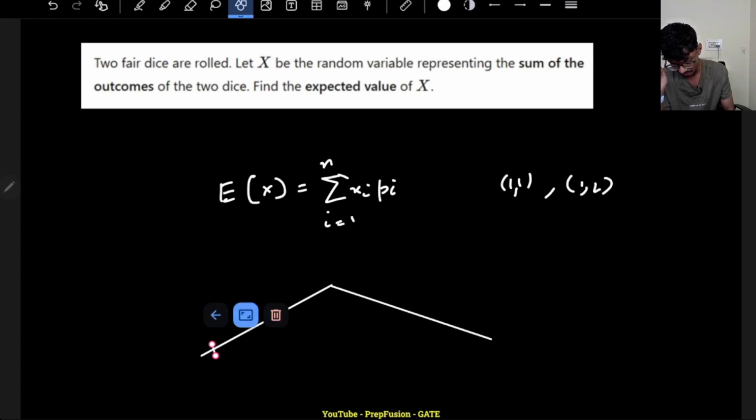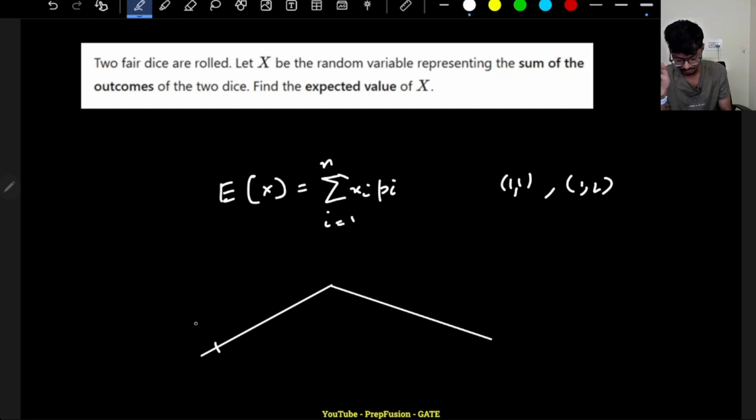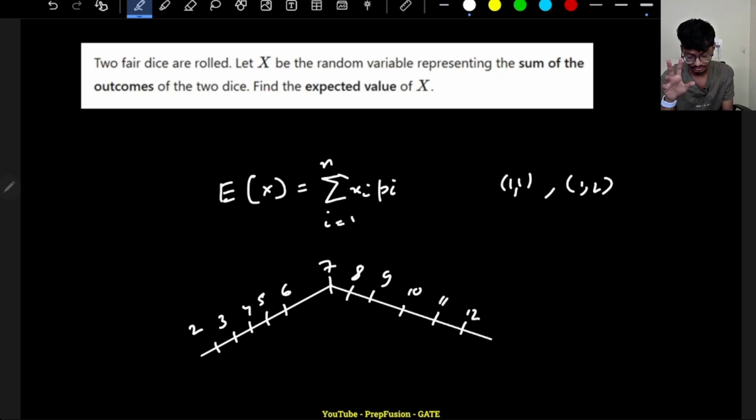So generally what I tell students to remember is this. Let's say you have rolled two dice, right? What is the minimum sum you can get? It is 2, right? Both dice get 1 and 1. Then 3 also you can get, 4 also, 5 also, 6 also, then 7 will be here, 8 also you can get. If one die is 6 and the other is 2, then you can get 8, then 9, 10, 11. What is the maximum value that you can get? 12. Now these are all the possible sum outcomes, right?